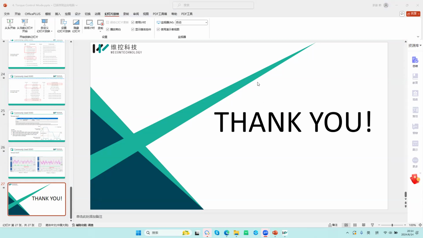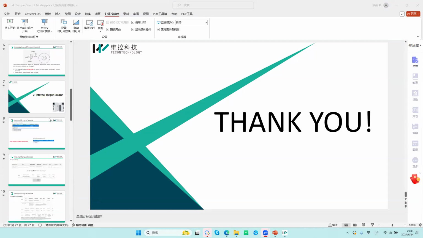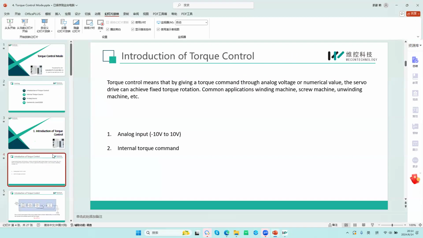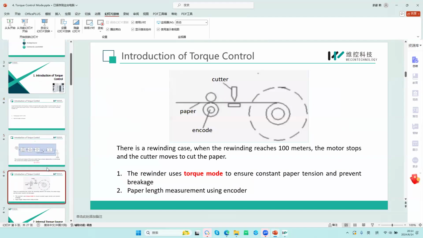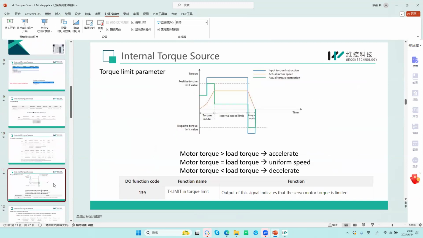Okay, and for torque mode, usually torque mode is just like speed mode. These two modes are easy, I think. They are easier compared with position mode.